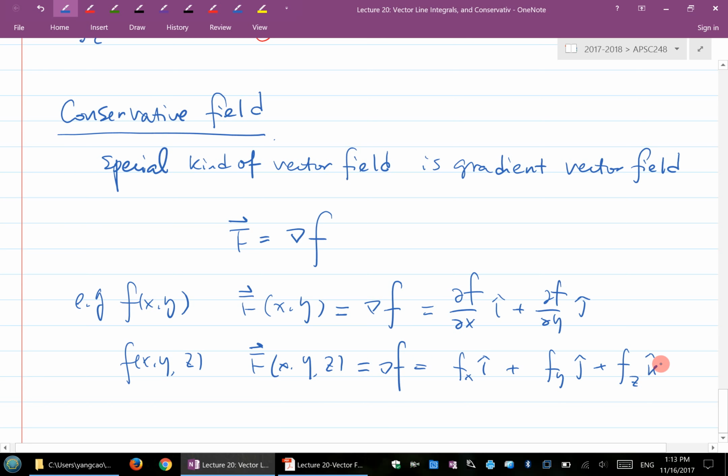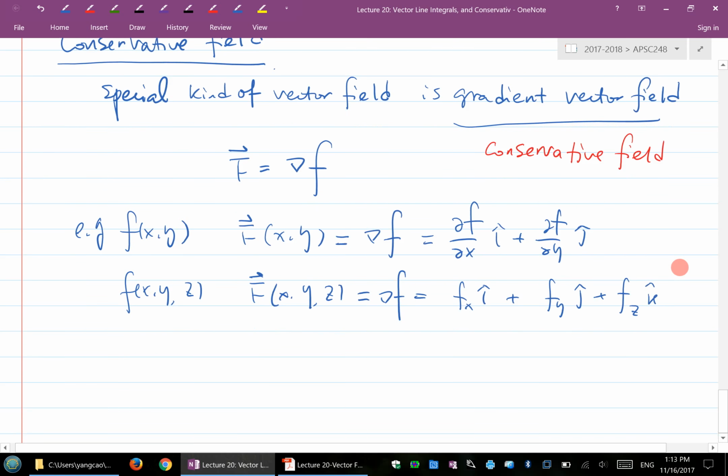Okay, yeah. So that type of concept here. This gradient vector field is a very special field. This one here, as I can see early, is basically a so-called conservative field. Okay, and then I'll show more details. What exactly does conservative field mean?